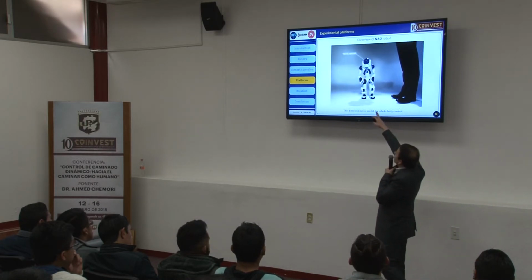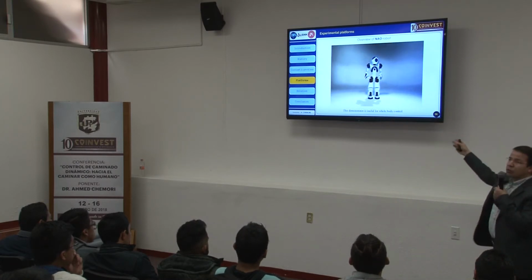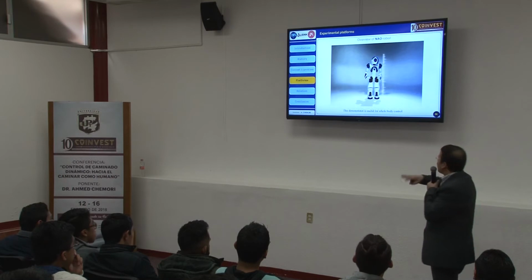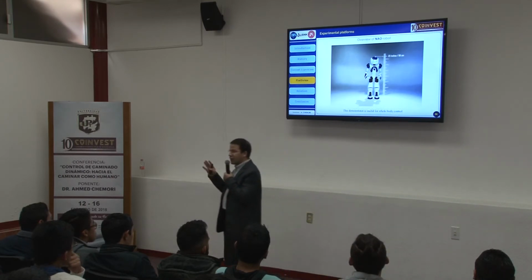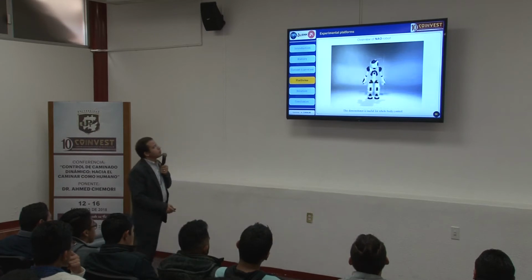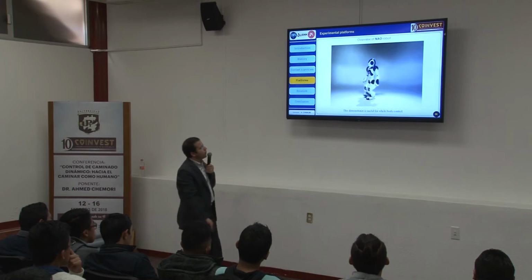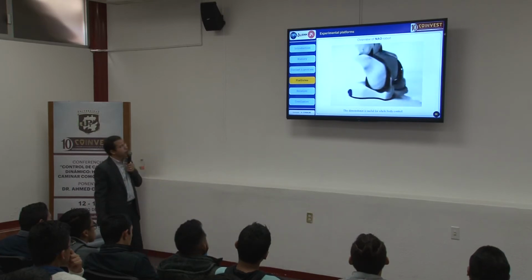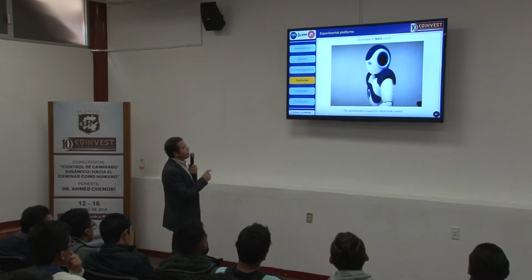So it has a tactile sensor here in the head. You can see also the size relative to the human, approximately 58 centimeters. You can see how the robot can walk, for instance, it's moving. Some of the features also we can see in the video.